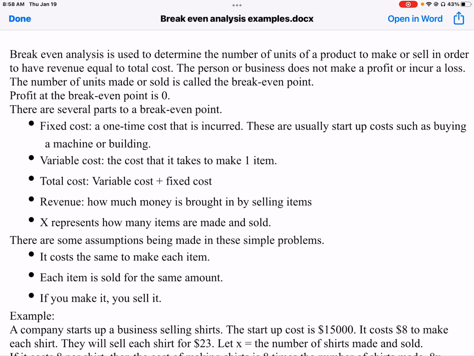There are some assumptions being made in these simple problems. It costs the same to make each item. Each item, the cost to make it is the same. We're also assuming that each item is sold for the same amount. And last, if you make it, you sell it.